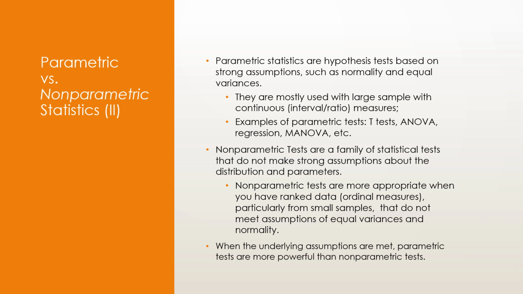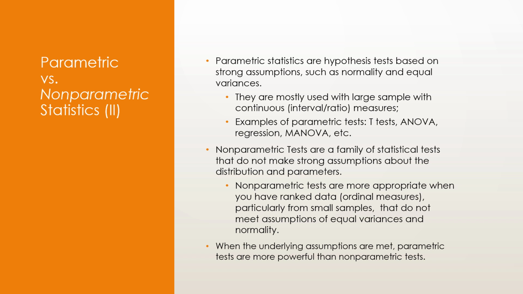Just to be clear, parametric statistics include hypothesis tests that require strong assumptions about the data, such as normality and equal variances. They are mostly used with large samples and quantitative measures. Examples of parametric tests include t-tests, ANOVA, and regression.